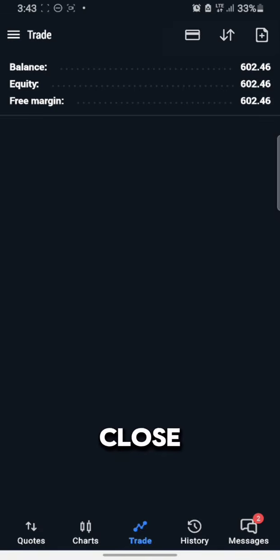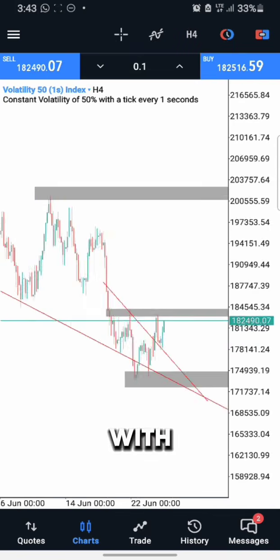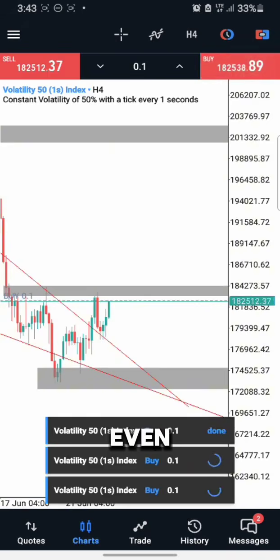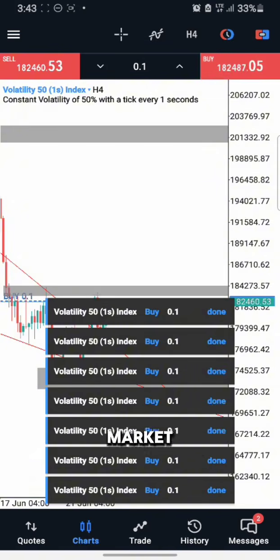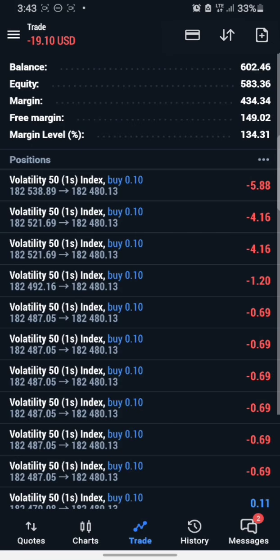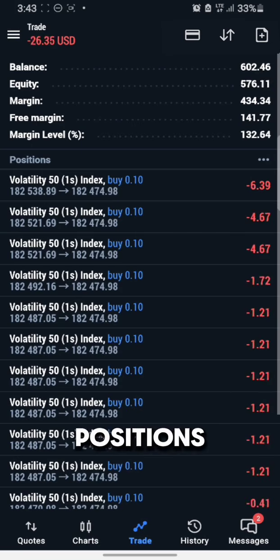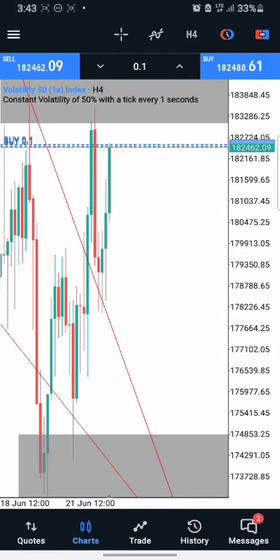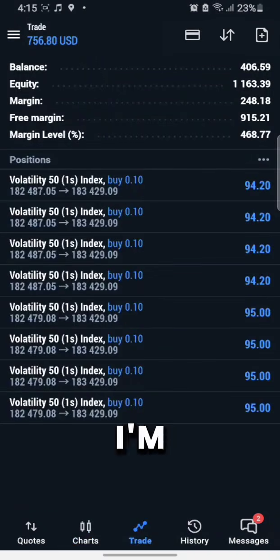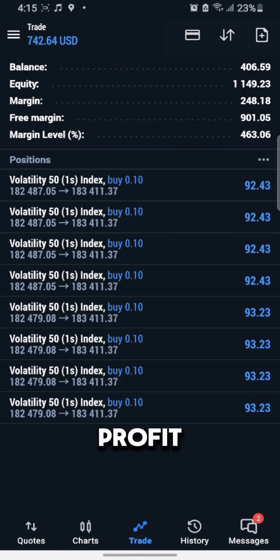So I'm going to close and then enter again with a little bit of lower lots, because considering that one, even if I'm correct, if the market does a little bit of a retest, I will blow. So I'm going to enter fewer positions like this, and then just see if I can get a lot. These are not as few as I wanted, but I think they are better than the last ones. So I'm just going to hold and see if I can get some profit.